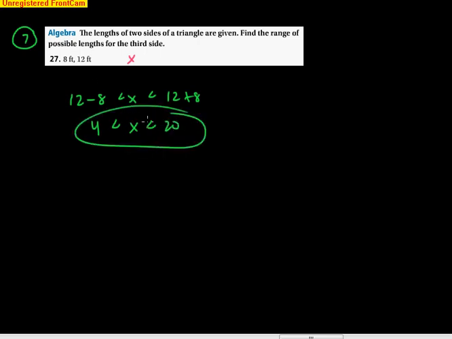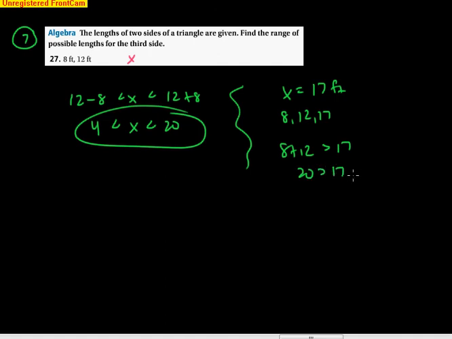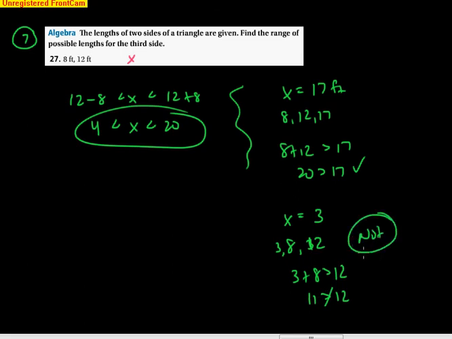So x could be any number inside this range, not equal to, inside the range. So as an example, if x were, say, 17 feet, then your sides would be 8, 12, and 17. If you add the 2 smaller, they are greater than the third. 20 is greater than 17, that works. But if x was, say, 3, then you'd have 3, 8, and 12. If you add the two smaller, set it greater than the bigger, 11 is not greater than 12. So this would not be a triangle.